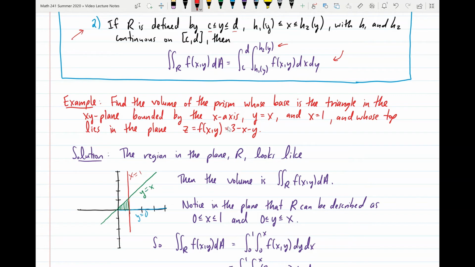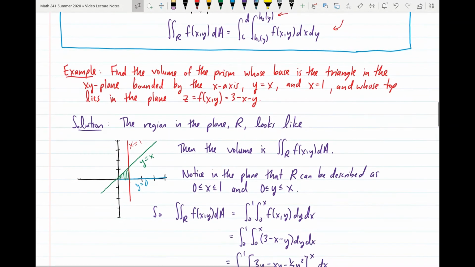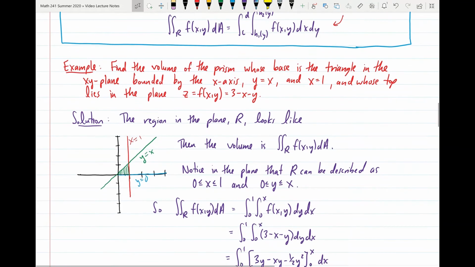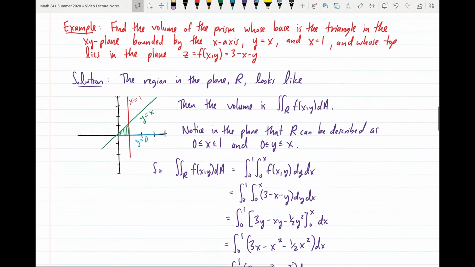Let's say that we want to find the volume of the prism whose base is the triangle in the xy plane bounded by the x-axis, the line y equals x, and the line x equals 1, and whose top lies in the plane z equals f of xy, which is equal to 3 minus x minus y. So when you end up with a problem like this, the first thing you want to do is sketch what the region looks like in the plane.